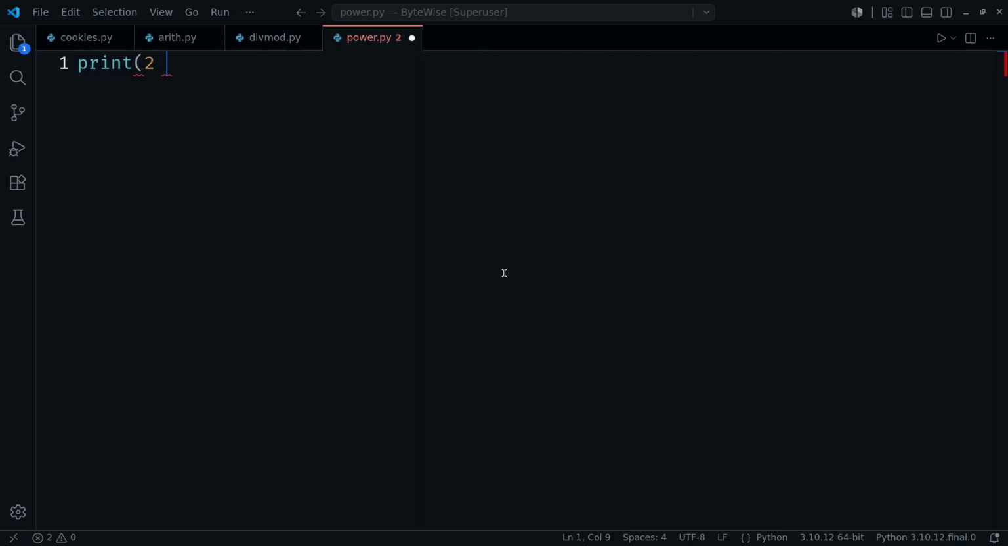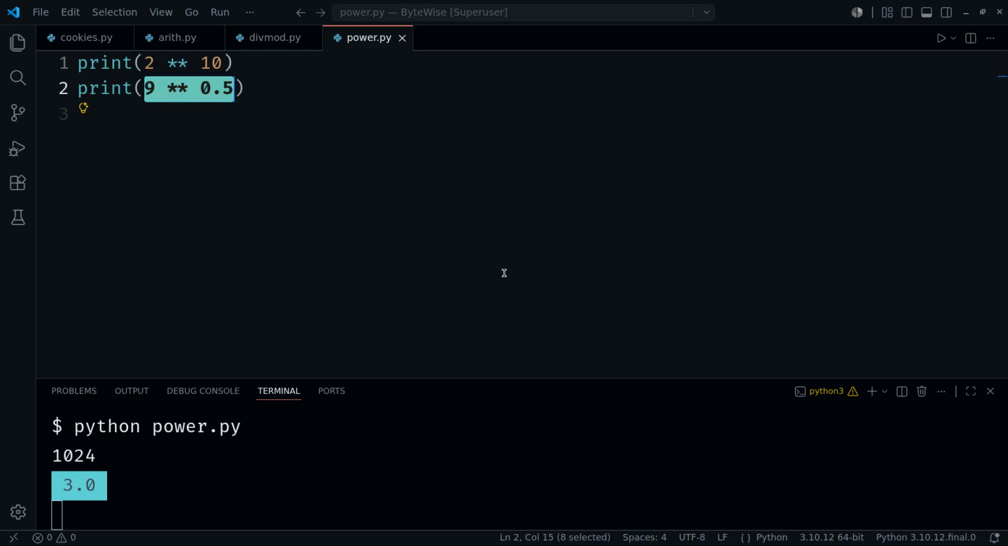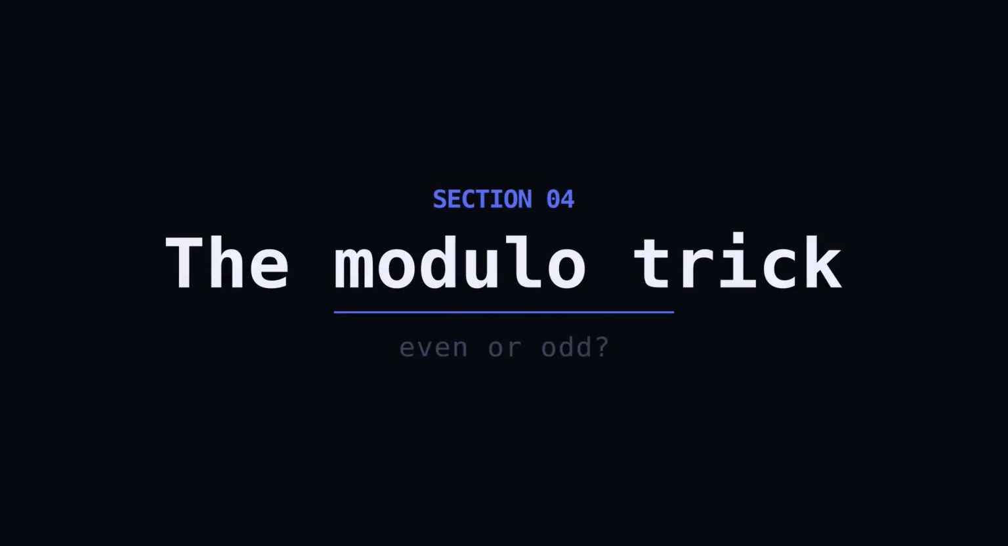One more math operator. 2 stars together means raised to a power. 2 stars means to the power of. 2 to the 10th is 1,024. And a fractional power is a root. 9 to the half is the square root of 9. 2 to the 10th, 1,024. 9 to the half, 3, the square root.